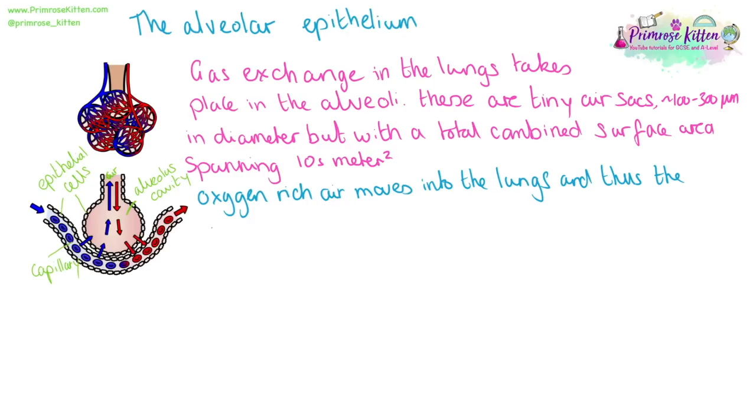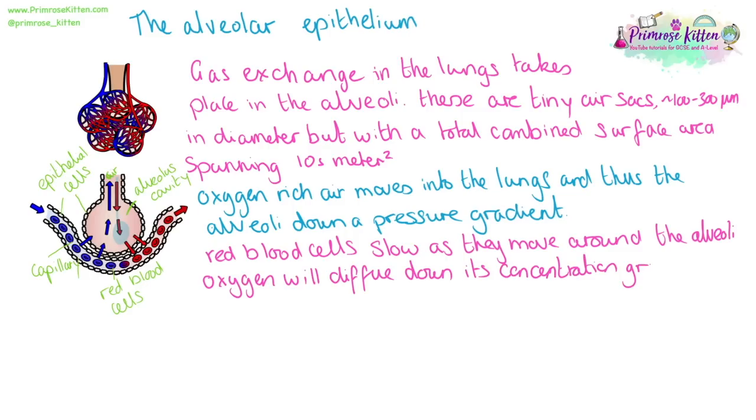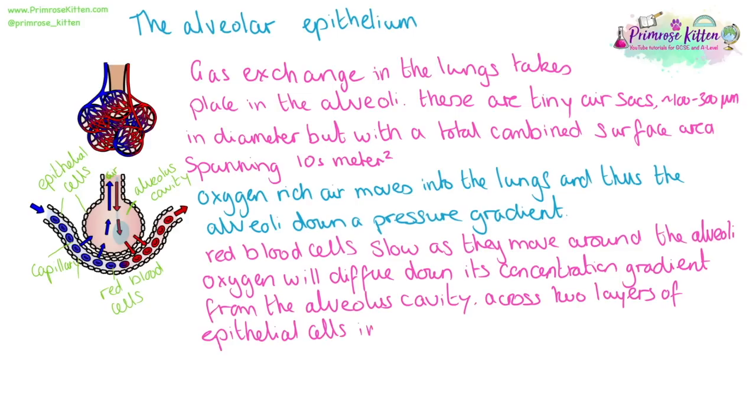Oxygen-rich air will move into the lungs, to the alveoli, down a pressure gradient. Red blood cells in capillaries will slow as they move around the alveoli. Oxygen will then diffuse down its concentration gradient, from the alveolus cavity across two layers of epithelial cells into the bloodstream.